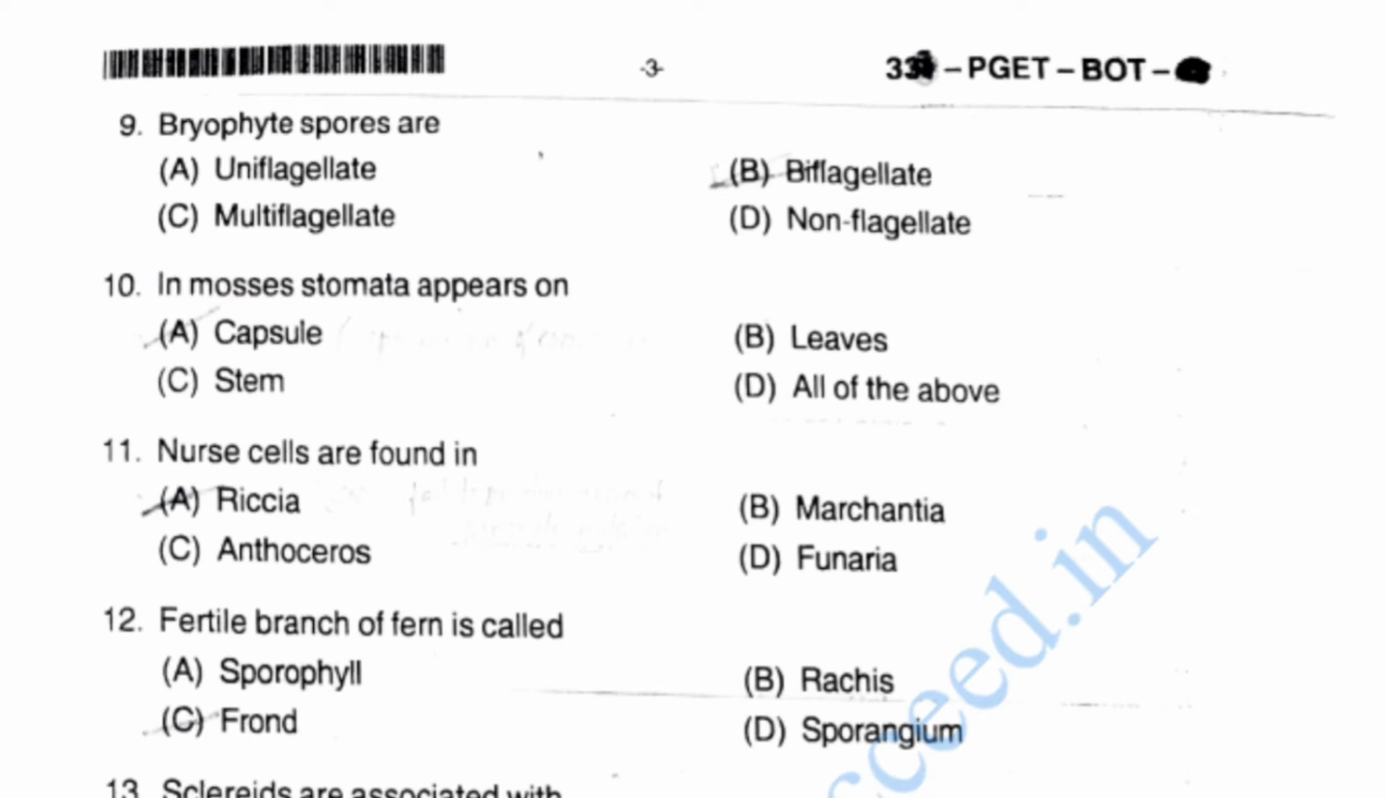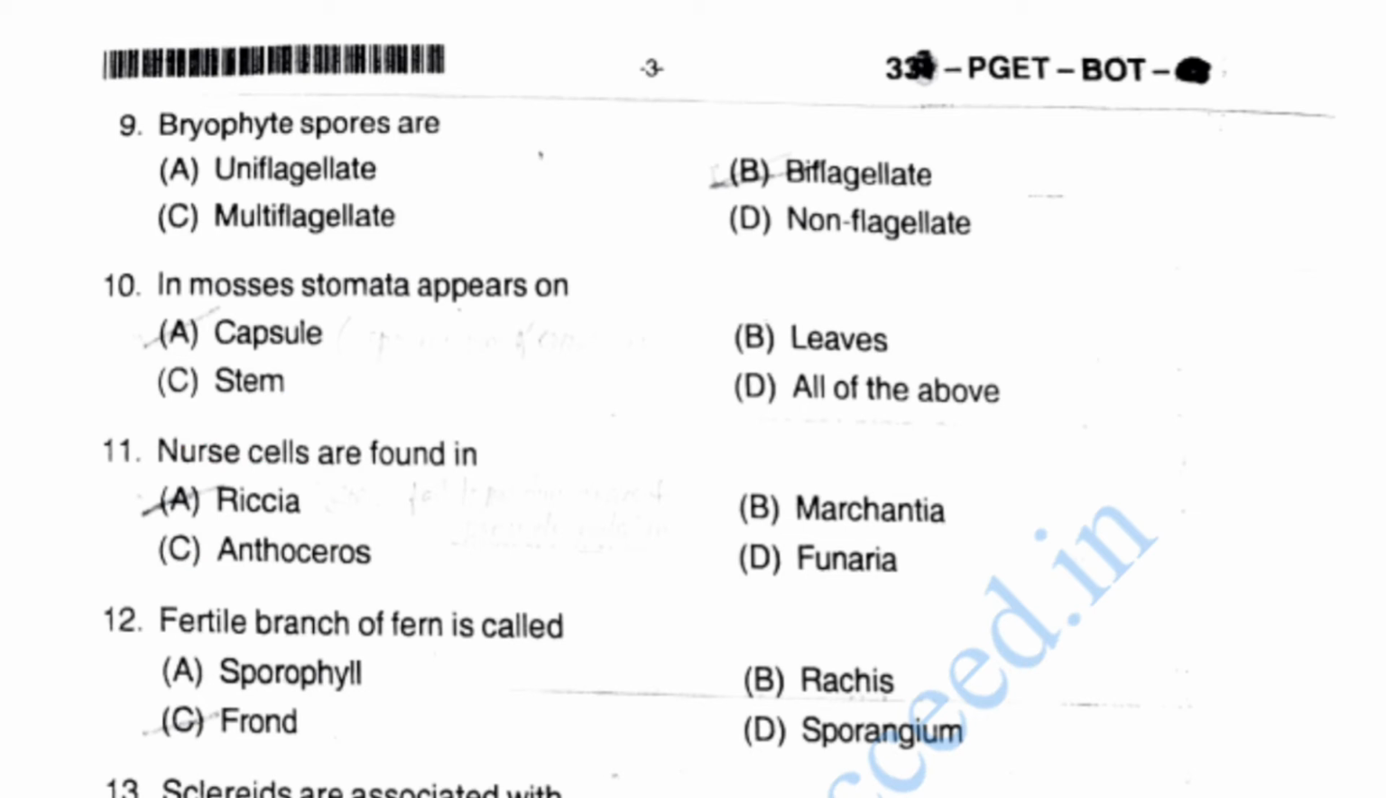Come to question number 11. And what is question 11 saying? Question number 11 is saying that nerve cells are found in dash. Okay, where can we find nerve cells? So nerve cells can be found in a bryophyte. What type of bryophyte? That is the liverwort called Riccia. Clear? So in Riccia we can find the nerve cells. Next, move on to another question.